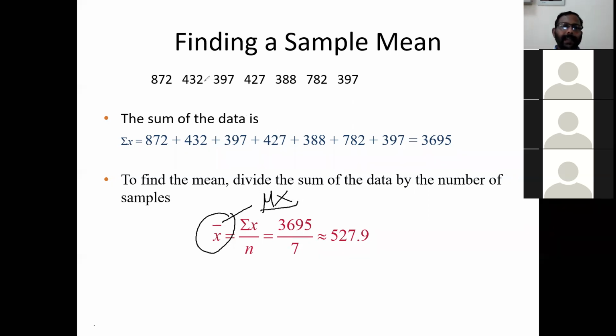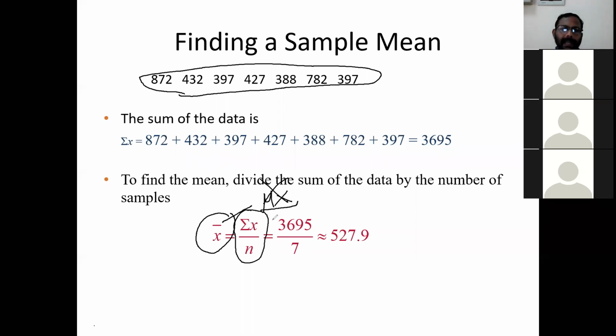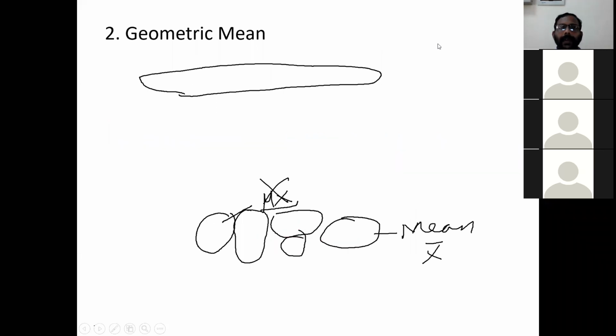It is a sample set of data, only 7 data points, taken as a sample. That is why we don't use mu, we use x bar. So x bar is equal to summation x divided by n. In simple terms, this value 3,695 divided by 7 gives approximately 527.9. So this is the sample mean, or x bar.